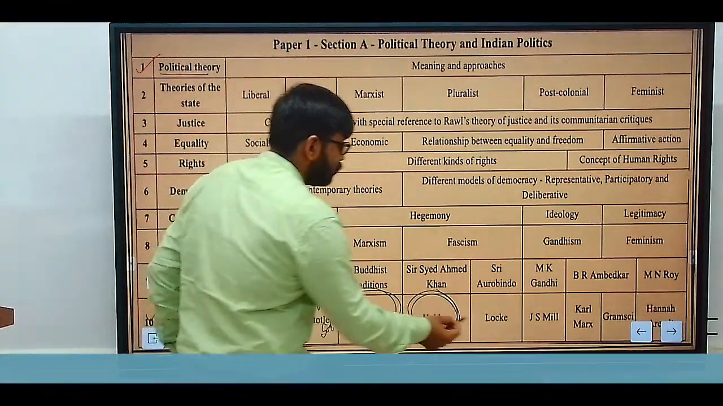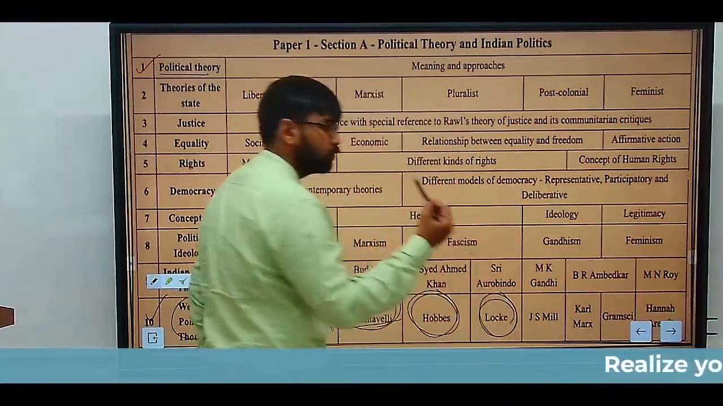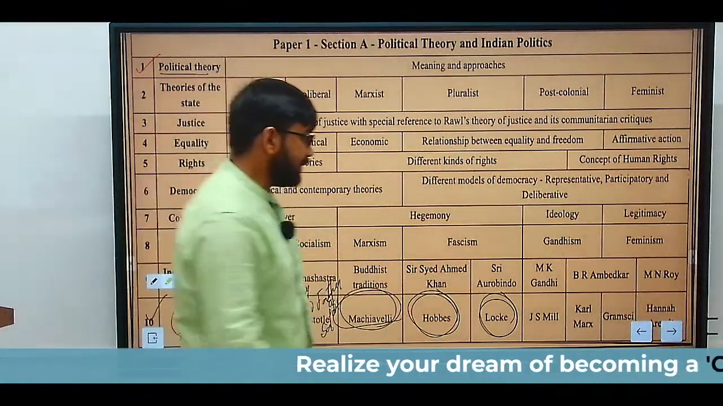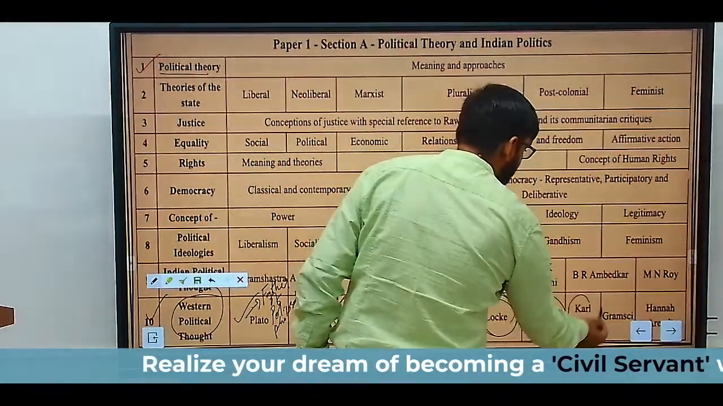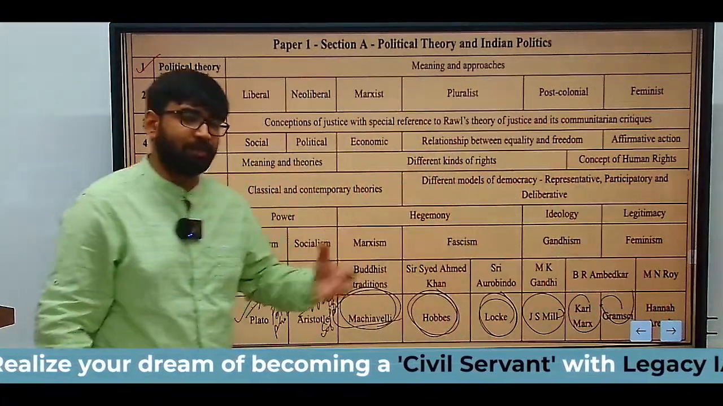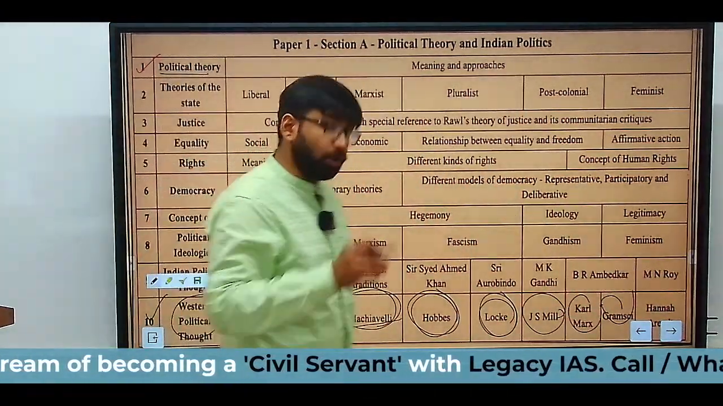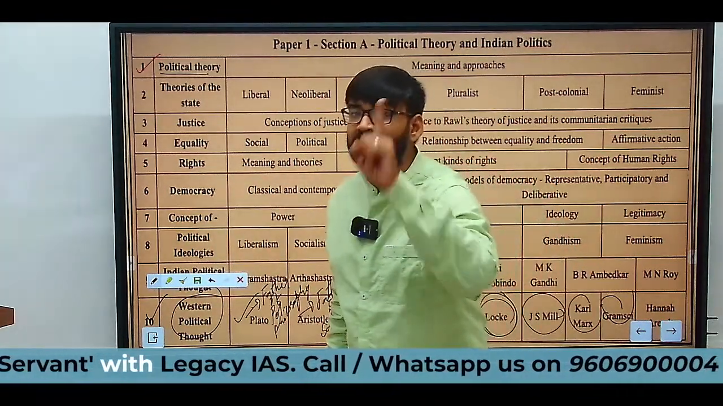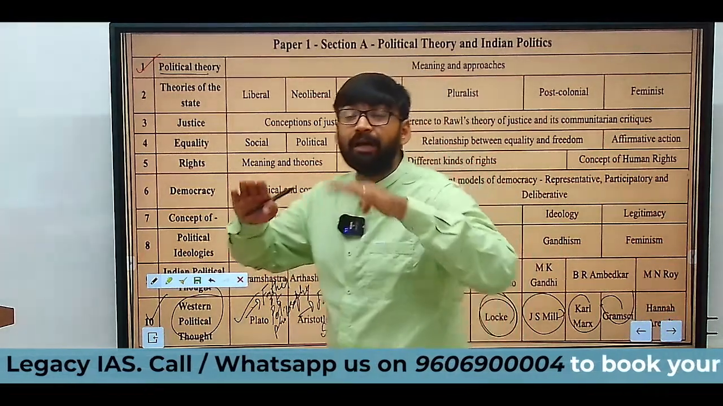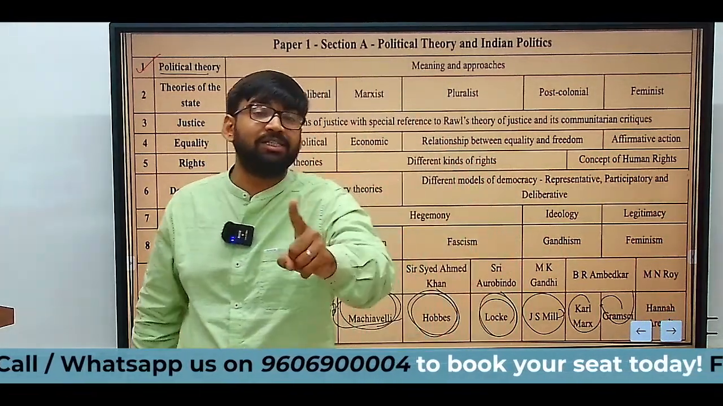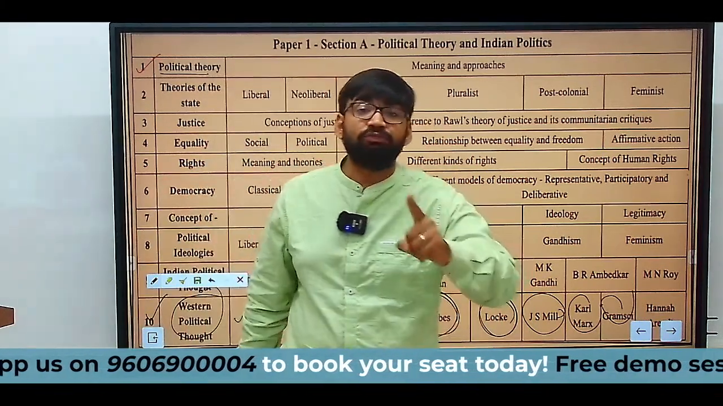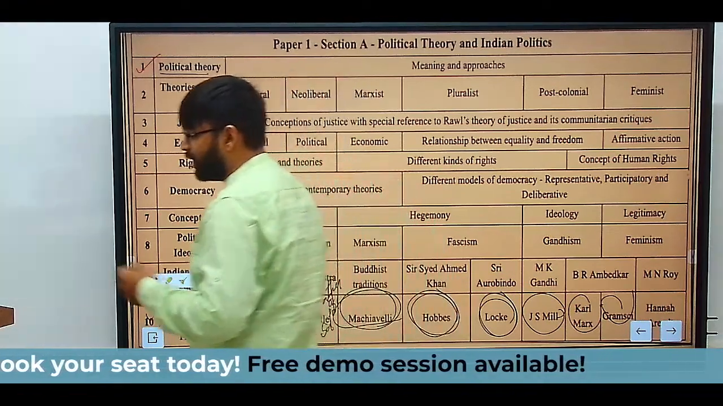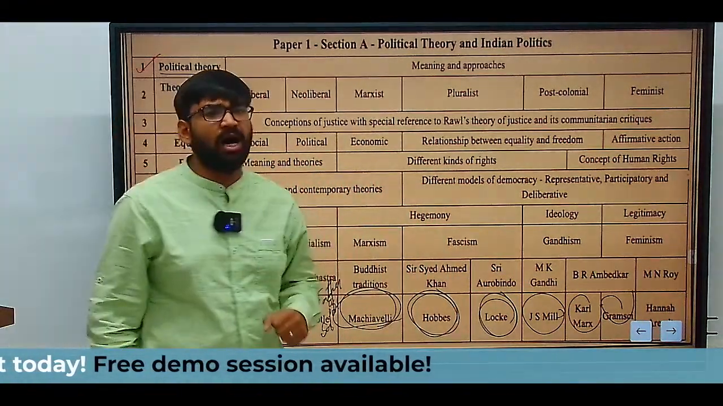Clear? Then John Locke, father of liberalism. Okay, then J.S. Mill, Karl Marx, Gramsci, Hannah Arendt. So these are some important scholars. Now, from your examination point of view, Western political thought is one chapter, but it consists of a number of scholars. So we need to understand the thoughts of different scholars. Clear? So from the examination point of view, two scholars are very important.